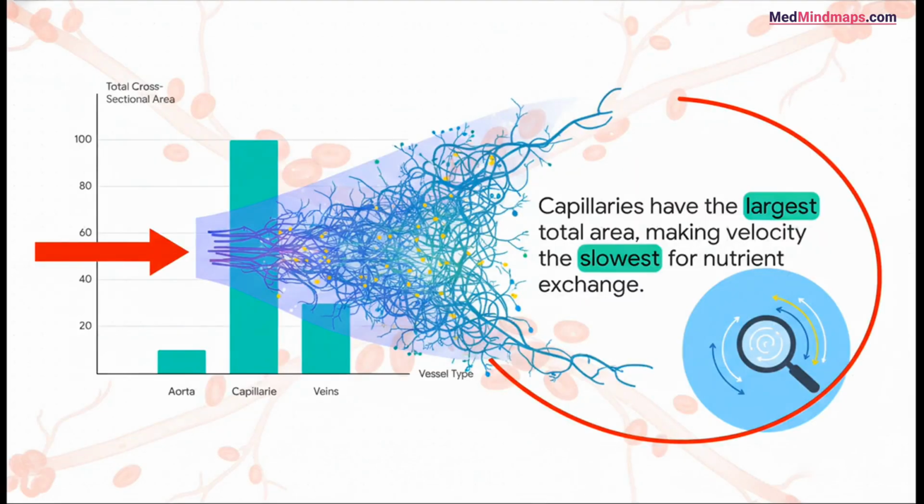And that difference leads us straight to what's called the capillary paradox. So check this out. A single capillary is microscopic, right? But if you add up the area of all the capillaries in your body, you get this gigantic total area, way, way bigger than the aorta. Since the total flow through the system is constant, that huge area means the blood has to slow way, way down.